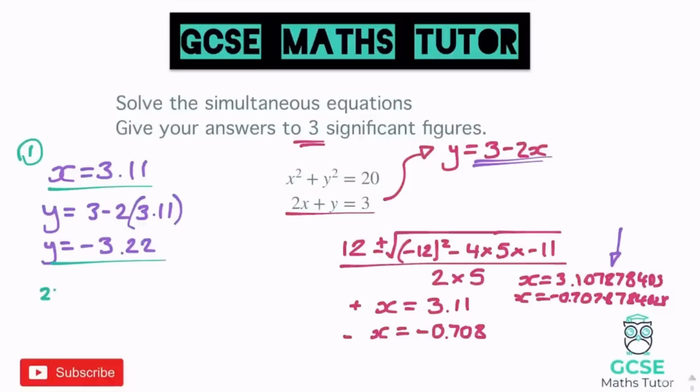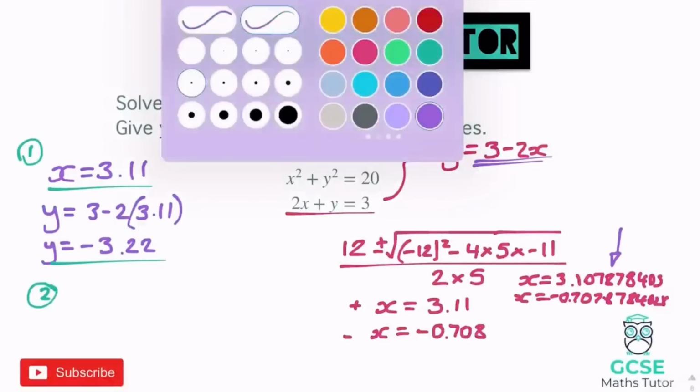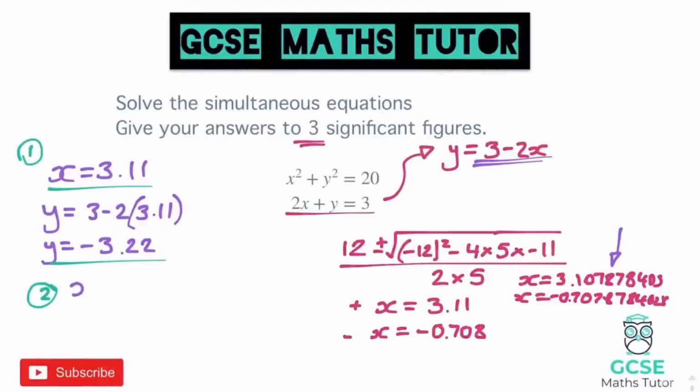And for my second one here, let's have a look what we get. So our second one there, we had x equals negative 0.708. And again, I'm going to sub in the original number there, but obviously just be careful with that, because I just don't want to get any rounding errors.